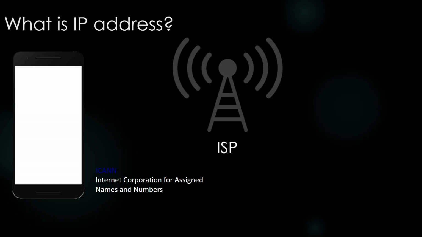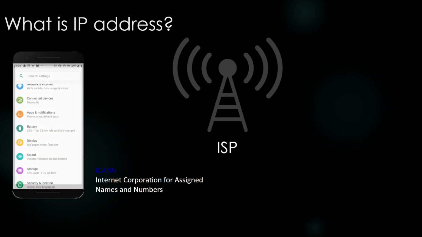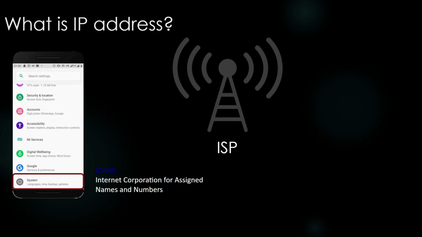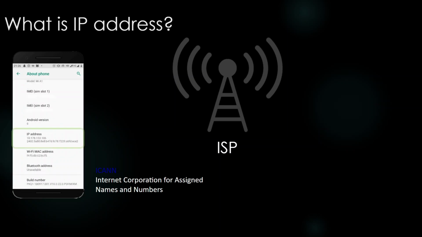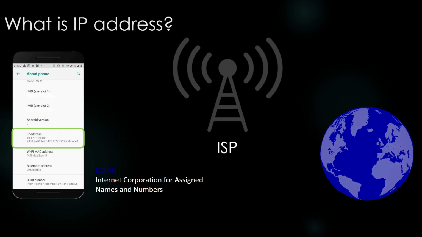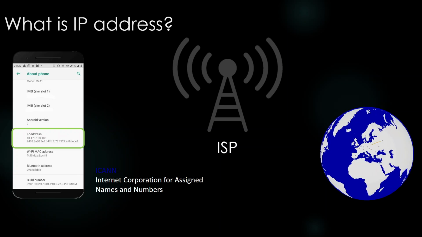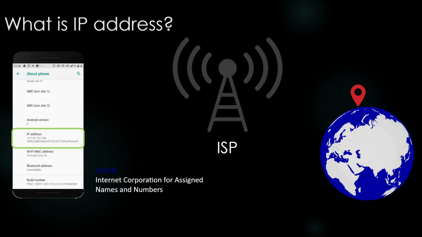You can find the IP address of your device by going into settings. After that, go to system, then about device, where you can find the IP address. So basically, an IP address is a unique series of numbers which identifies a device on the internet.